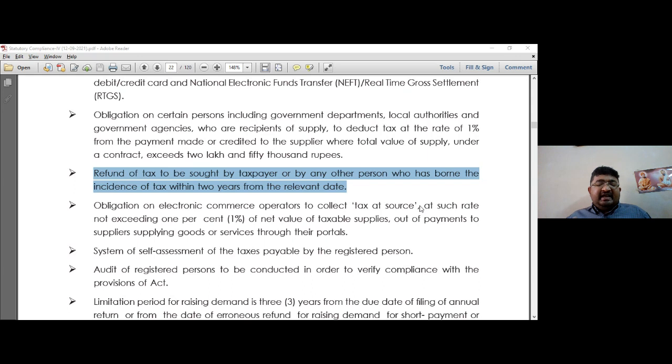Now, sir, in a particular case where I have collected tax in excess, that customer is claiming a refund from me that I have collected tax in excess. Only if you make the refund of that tax to the customer can you claim the refund from the department.